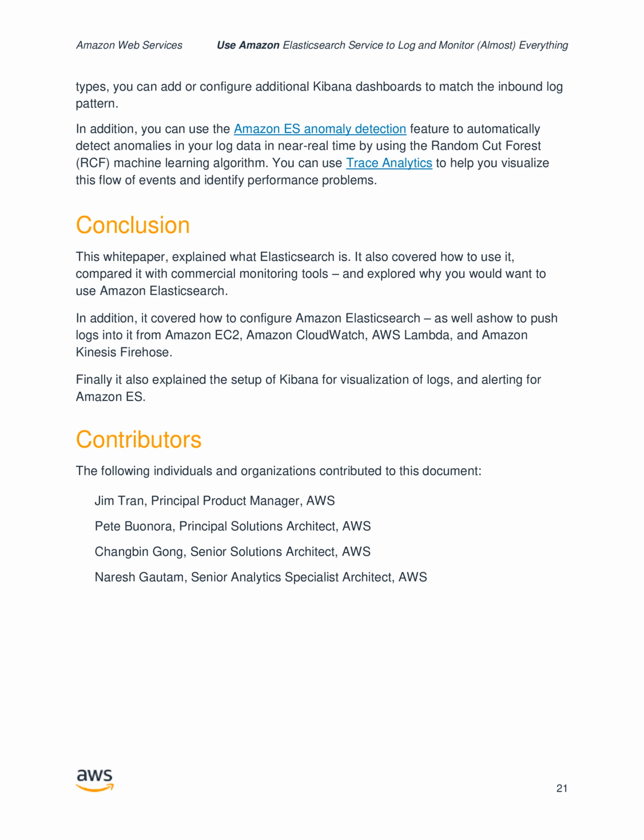Conclusion. This white paper explained what Elasticsearch is. It also covered how to use it, compared it with commercial monitoring tools, and explored why you would want to use Amazon Elasticsearch. In addition, it covered how to configure Amazon Elasticsearch, as well as how to push logs into it from Amazon EC2, Amazon CloudWatch, AWS Lambda, and Amazon Kinesis Firehose. Finally, it also explained the setup of Kibana for visualization of logs, and alerting for Amazon S.